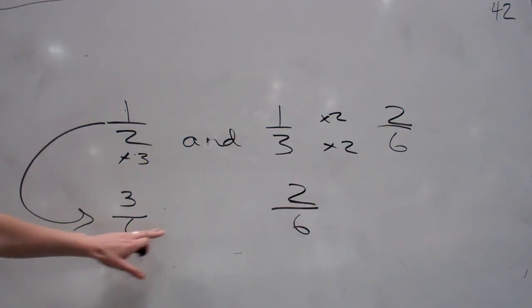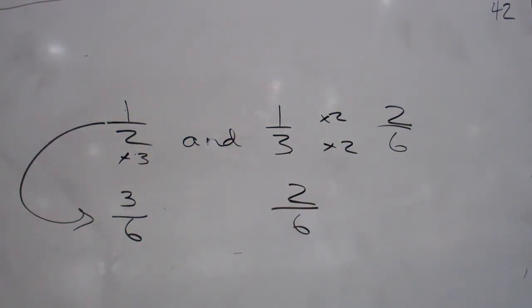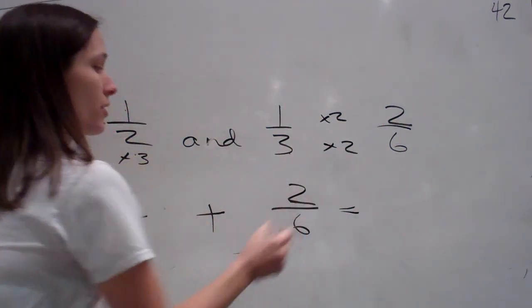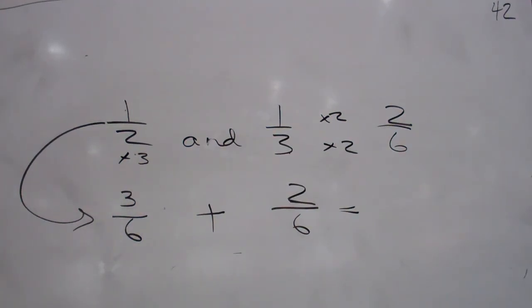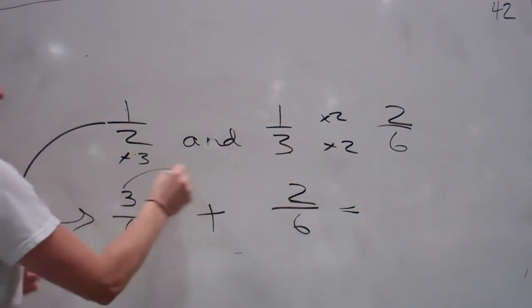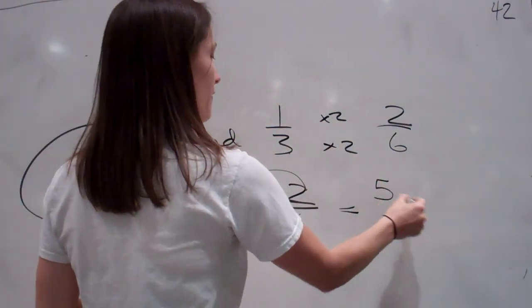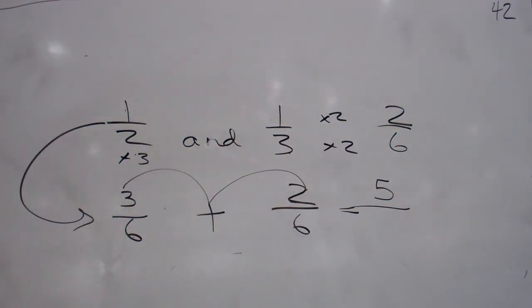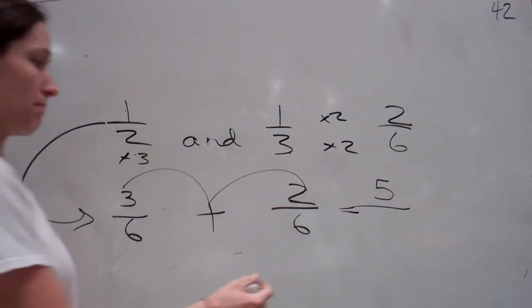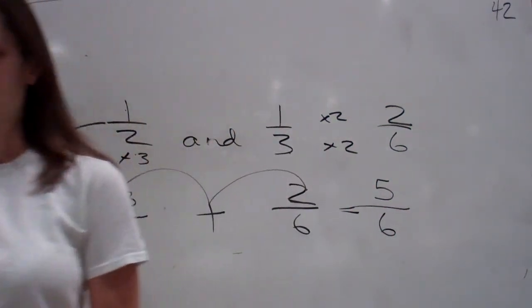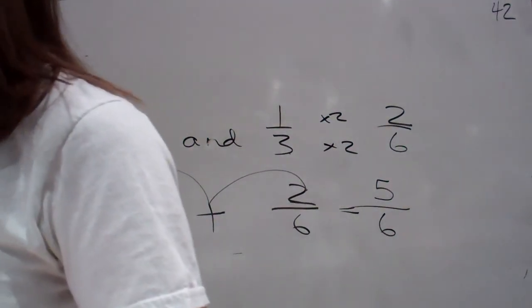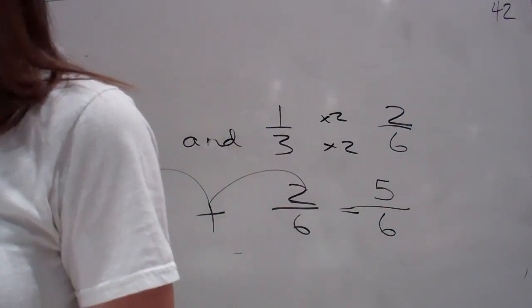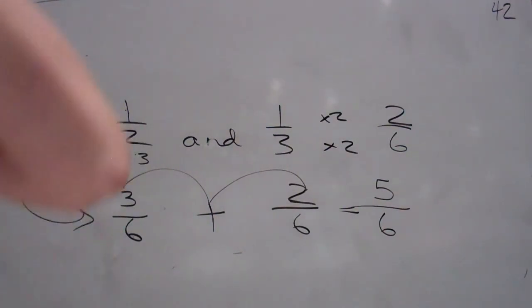Then they told me once I get my denominator as 6, they want me to add. So what do I add when I'm adding fractions? The top, which is called the numerator. Very good. So, Nicholas, 3 plus 2 is 5. What do I do with these 6s? You do not add them. You keep it the same. 5/6. Everybody got it? Yep. That is lesson 42.